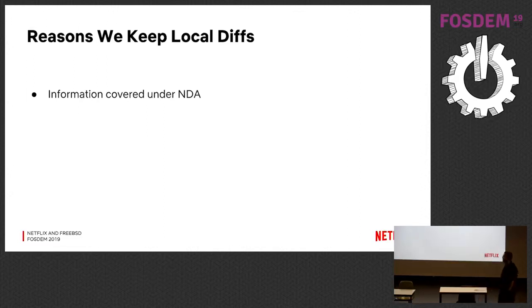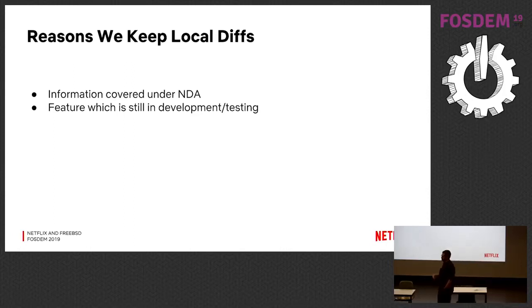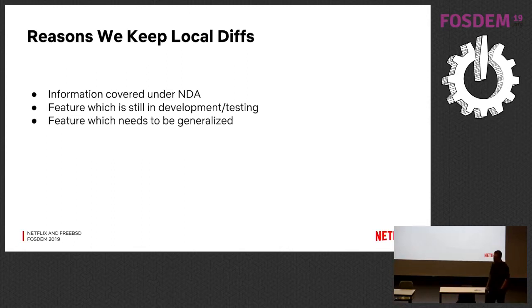We also have features which are still in development or testing. We will sometimes commit features to our tree for testing purposes, and we don't upstream them usually until we're sure they actually work. And so we'll keep that local diff until we're sure the feature works and we've had the chance to generalize it. And that's the third reason we keep local diffs.